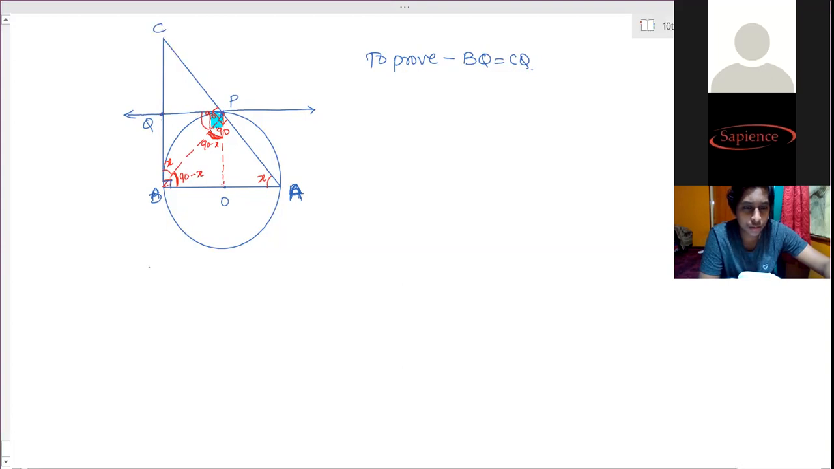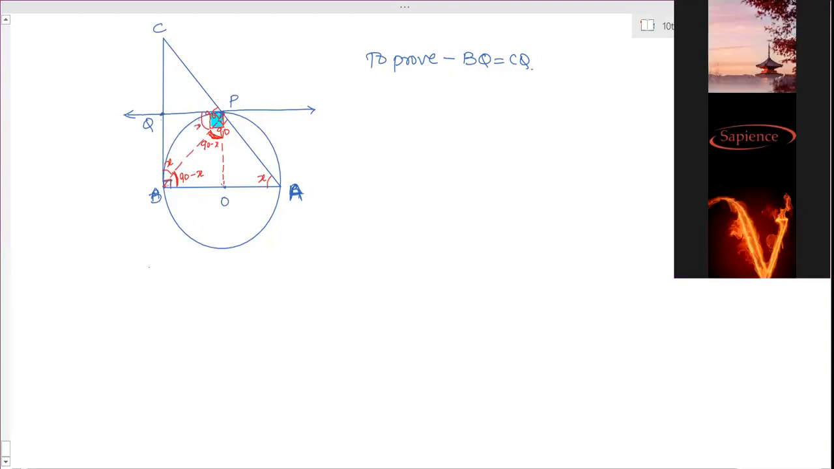OPQ, full is 90. Out of that, this is 90 minus x. So how much is this? x. Now in triangle QBP, angle B is x, angle P is x. So therefore QB equals QP. BQ is equal to QP, right?